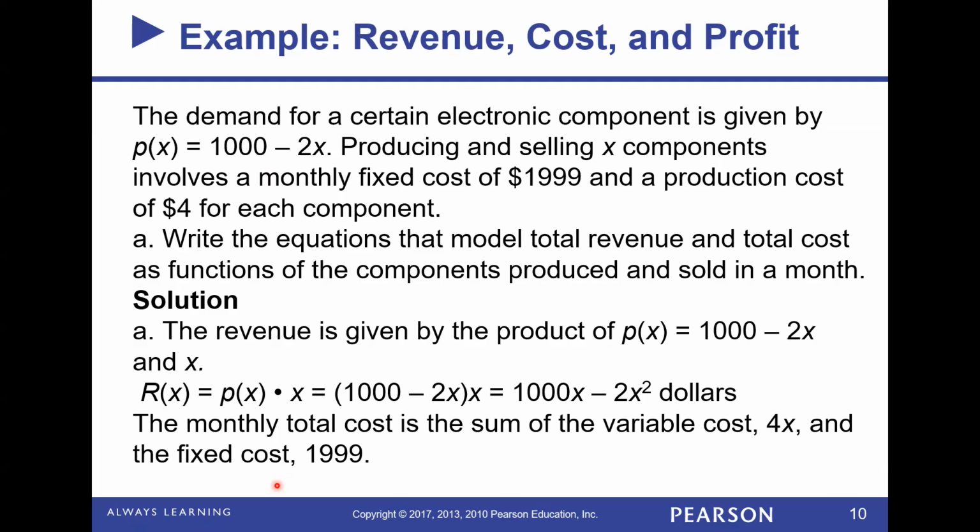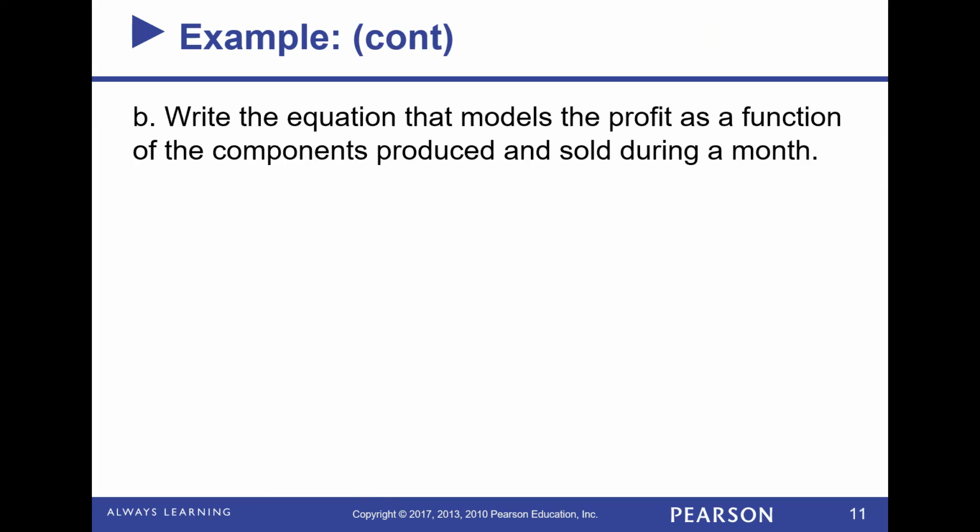And then we have our fixed costs there. So 4X plus $1,999 actually gives me my cost function. Okay, so now we have our cost function and we have our revenue function. So the next thing we're going to do is determine, of course, the profit function.